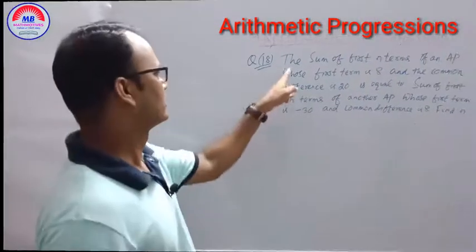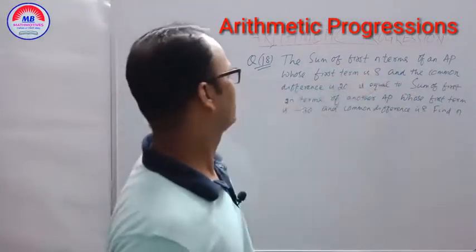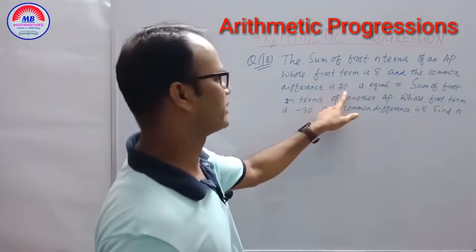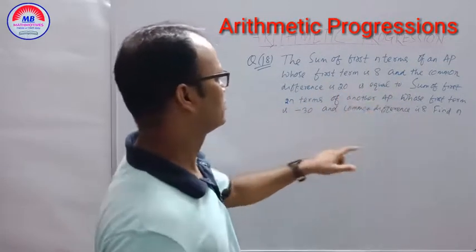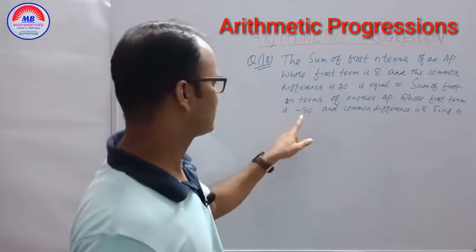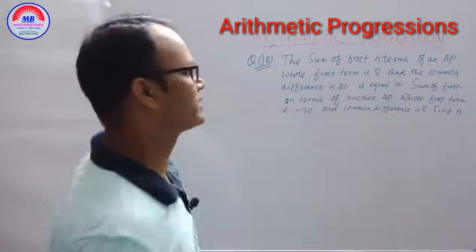Question number 18. The sum of the first n terms of an AP, whose first term is 8 and common difference is 20, is equal to the sum of the first 2n terms of another AP, whose first term is minus 30 and common difference is 8.